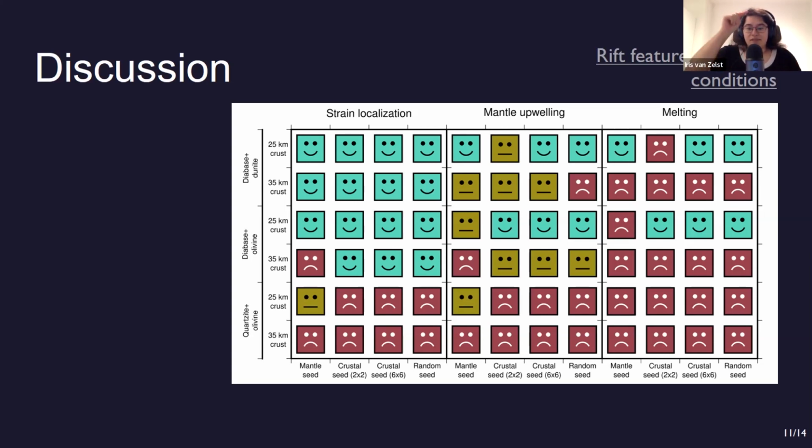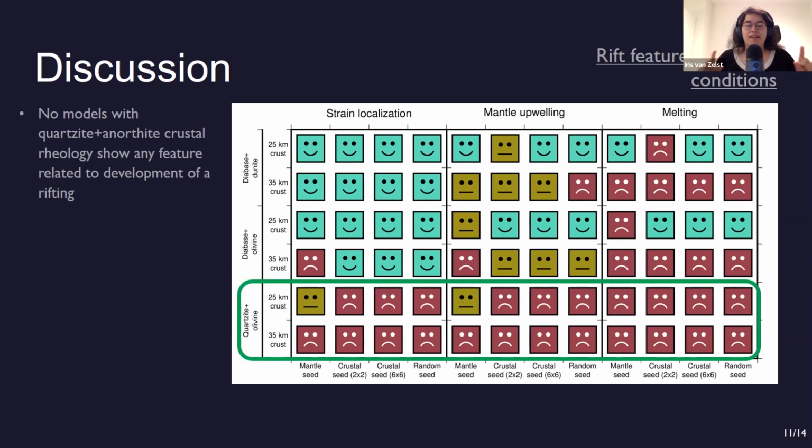So what this means is that for each of the 3 things we're interested in, we're showing the same models and we're evaluating how each model is doing in each of these 3 things. It can be red and an unhappy face if it doesn't have any strain localization, for example, or it can be a happy face if it does show what we want for rifting. So in the next slide, you can see that at the bottom for the weak crust and weak mantle, there is no strain localization, there's no mantle upwelling, no melting, there's no rifting basically. Venus is too hot, it doesn't work in our models.